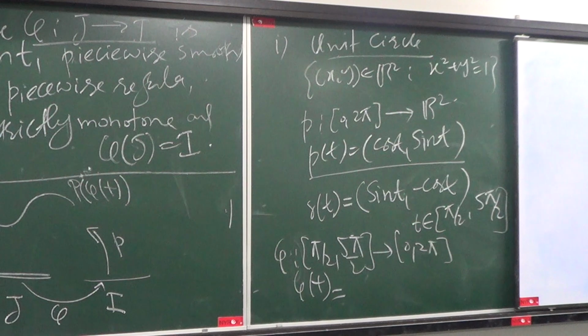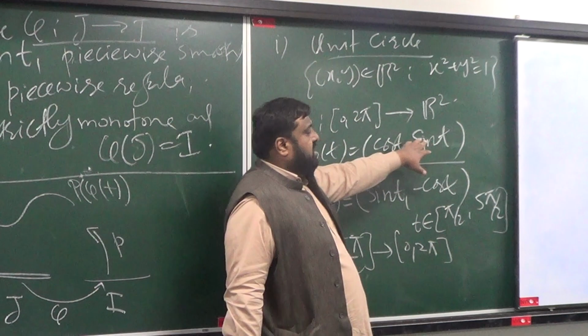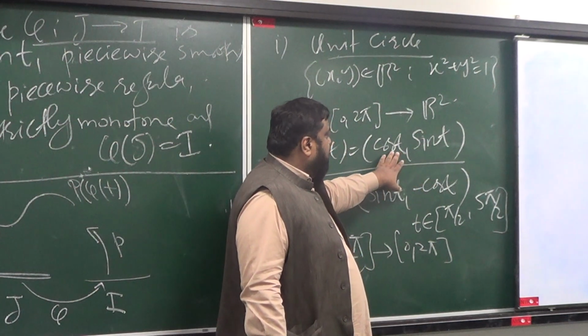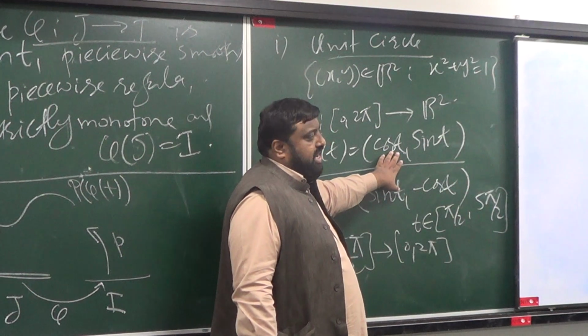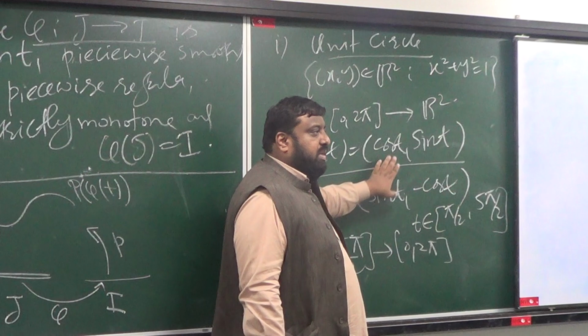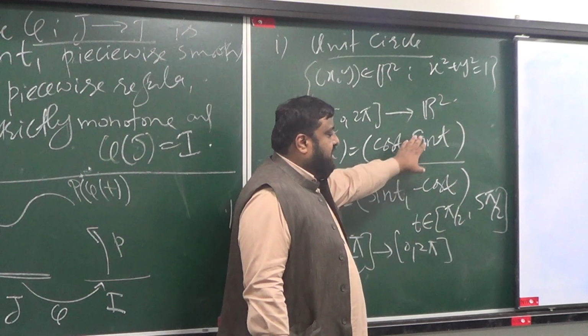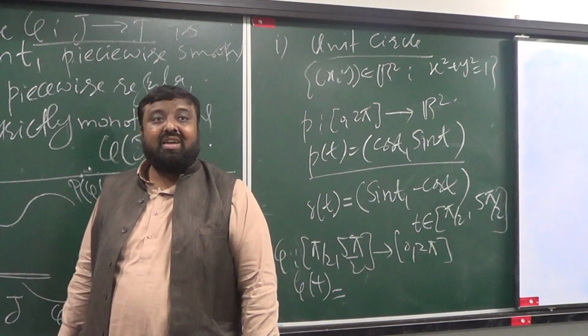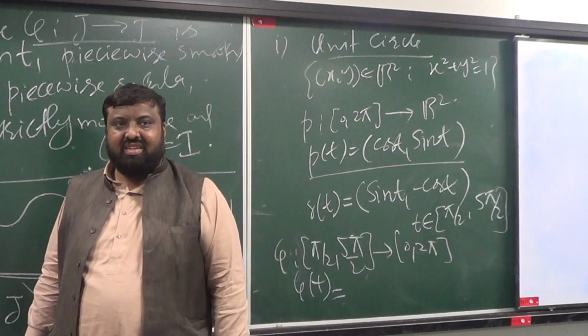Here's the thing. I need to substitute the phi into the P, and P is cos t, sin t. So what changes should I make? Obviously I can only change t, in such a way that cos becomes sine and sine becomes minus cos. So the odd multiple, the remaining multiple of cos and sin.